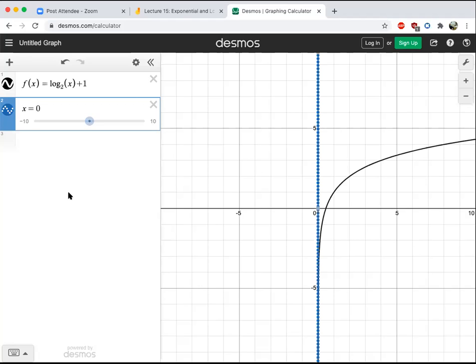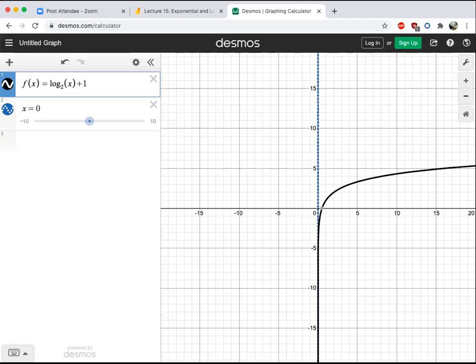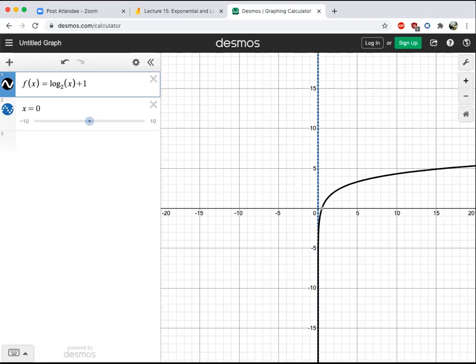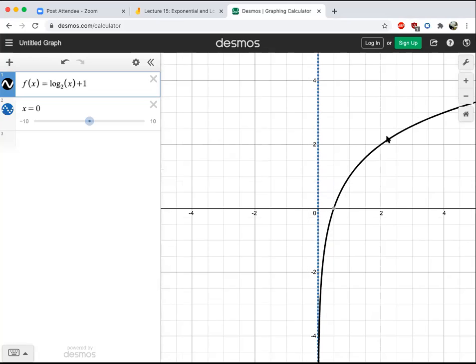And the range is all the y values, right? That's going to be all real numbers because the graph goes all the way down on the left side, and it goes all the way up as you get to the right-hand side. So it's actually just going to keep on going up if I zoom out. It'll take a little bit longer to do it, but it will. So that is my function.